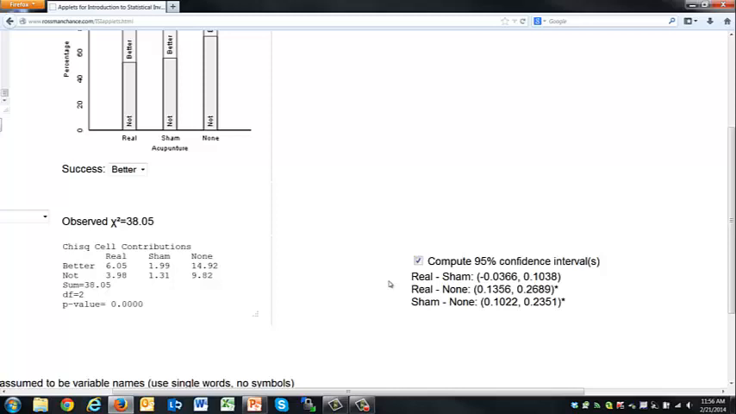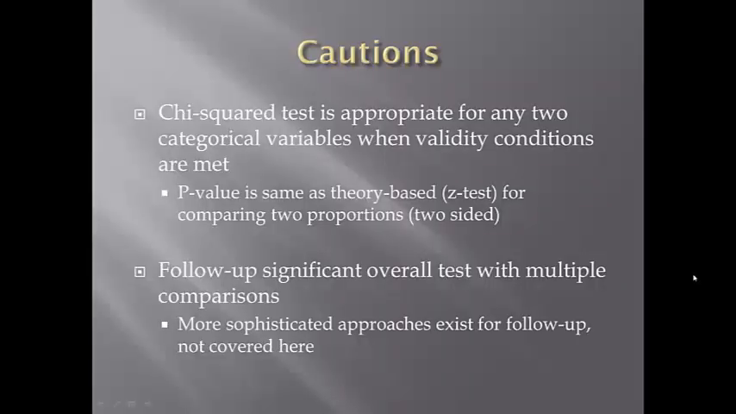The real group minus the none group gives a 95% confidence interval between about 13.5% to 26.9%, meaning that's the improvement of the real acupuncture versus no acupuncture at all. While the confidence interval for sham acupuncture is a little bit smaller, 10% to 23.5%, it still does not include zero, showing significant evidence of a difference between those two groups. Asterisks are used in the applet to indicate which intervals do not include zero, meaning evidence of a difference in those two groups. A couple of words of caution.